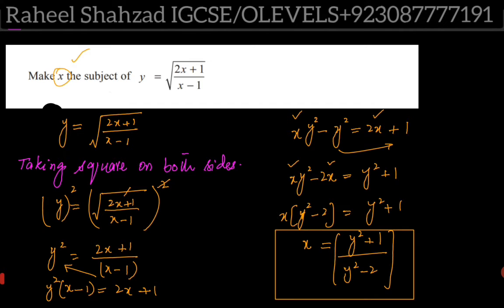Have a look again. Make x the subject of y equals under root (2x plus 1) upon (x minus 1). So in this question, the important thing is we have a square root. So in order to remove this square root, obviously we need to take square on both sides. So when we take square on both sides, this square root is cancelled out, and we have y square equals 2x plus 1 upon x minus 1. We need to rearrange it in the normal way, xy square, and then you need to bring x values on one side and all other values to the right hand side. So we take x common, and y square minus 2 is being divided on the right hand side.